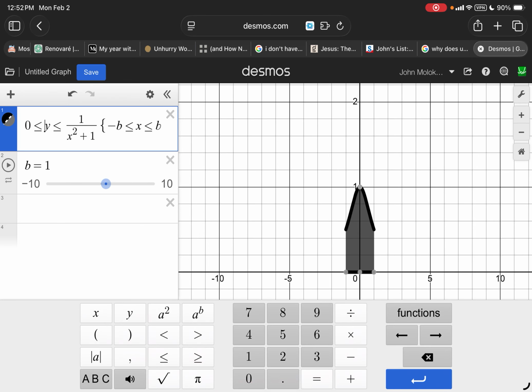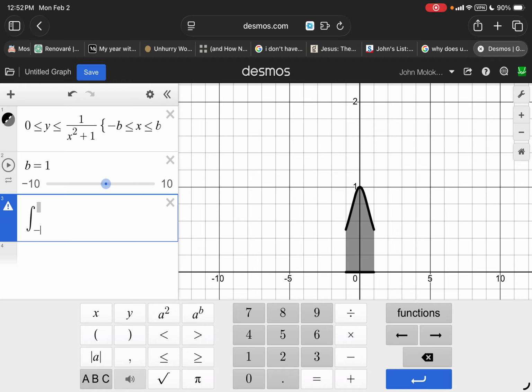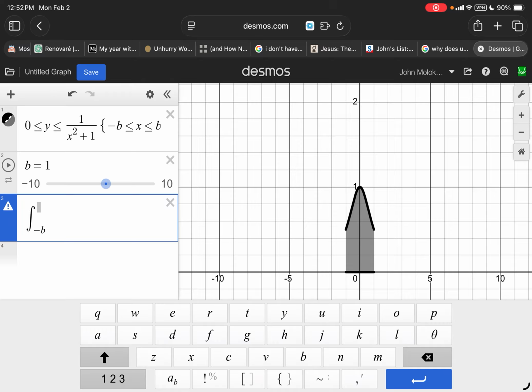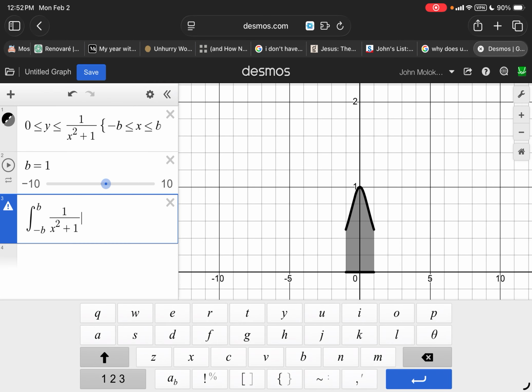So how much area is there right there? Well, the way to find that out is to calculate the integral, right? So we're going to do the integral from negative b to b of this function. Now, I don't know if you remember what the arctangent of 1 is, but that's pi over 4, right? Tangent of pi over 4 is 1, so the arctangent of 1 is pi over 4, and that means that we have pi over 2, which is 1.570, whatever.